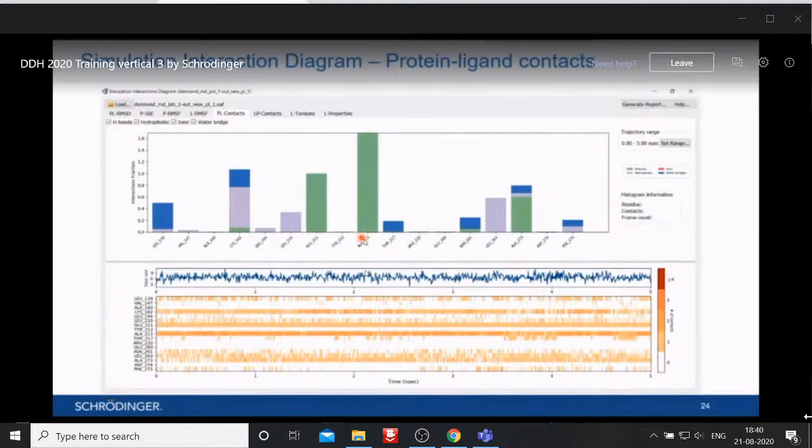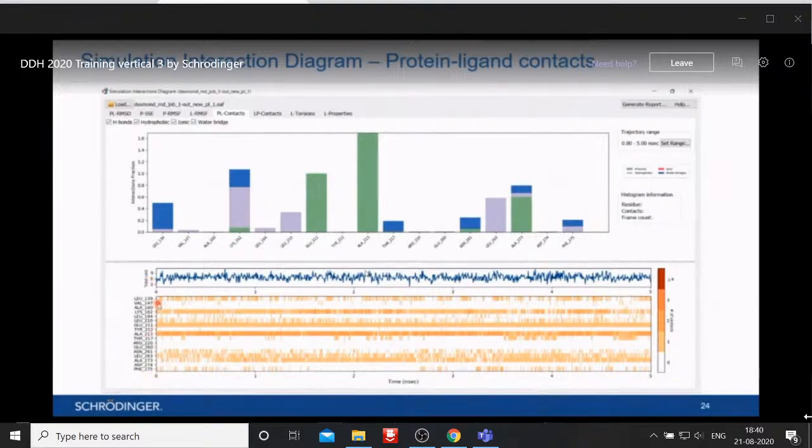So for example, green color is responsible for hydrogen bonding interaction, and you can see the alanine 213 residue is having hydrogen bonding interaction persisted throughout the MD simulation. Same way, if you see the interaction with lysine 162, there is less hydrogen bonding interaction but high hydrophobic interaction shown in purple color, and in blue color it shows a water bridge. Means a water molecule is interacting with the lysine as well as the ligand molecule.